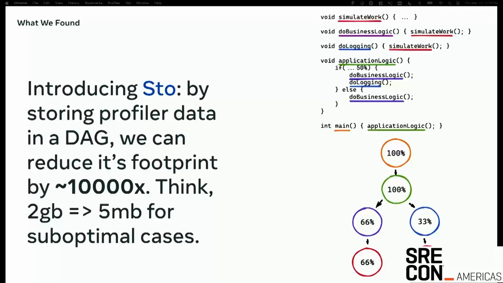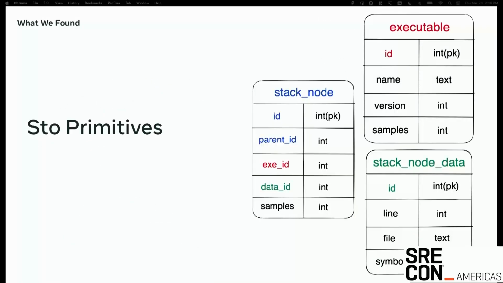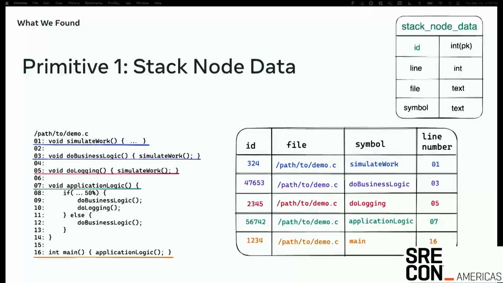These are Stow's primitives, the units we found with specificity that was just right for keeping data useful to engineers and queryable in our databases. I'm going to explain these by walking through how we found them. We first settled on stack node data being a primitive we wanted to use.